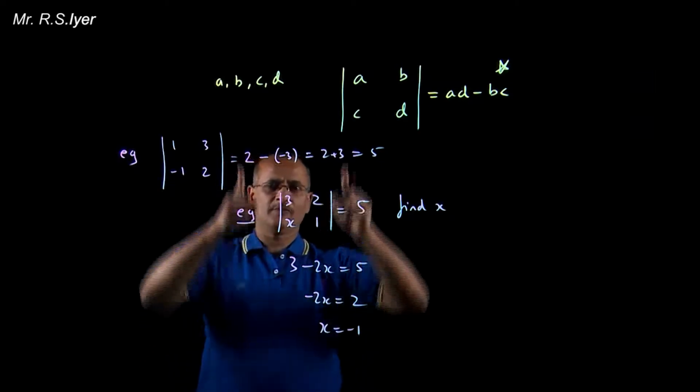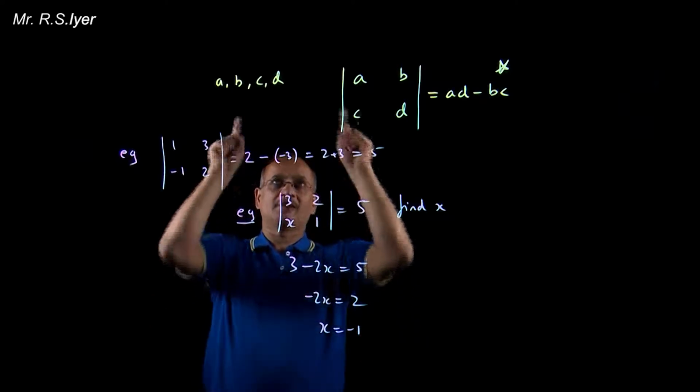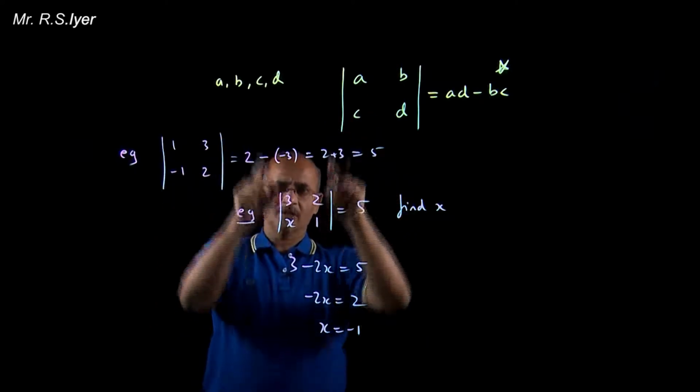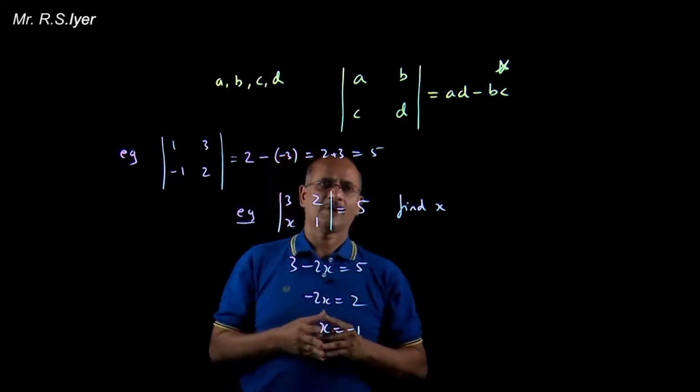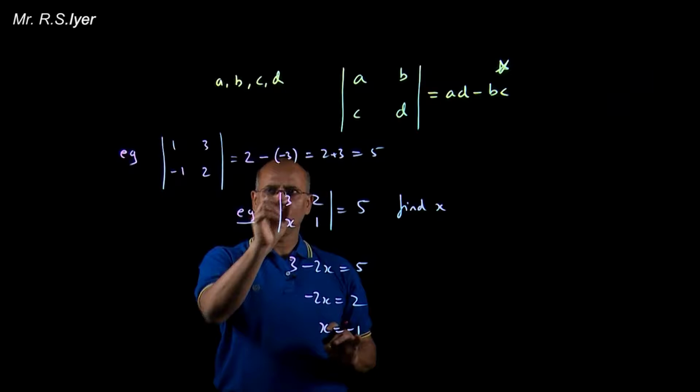Don't mix this up with the absolute symbol. It is not an absolute symbol. Like matrices, you denote by square brackets, so this you denote by vertical bars. I hope you got an idea of order 2 by 2 determinant.